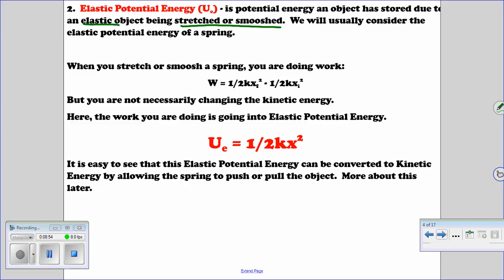All right, so usually when we talk about elastic potential energy, we're going to be talking about the elastic potential energy of a spring, okay? So we've already talked about work done by a spring, right? So we learned that the work done by a spring was 1/2 k x_i squared minus 1/2 k x_f squared, right? Now, when you do work to stretch or compress a spring, the work that you do is this, right? It's the opposite. So instead of initial minus final, it's final minus initial.